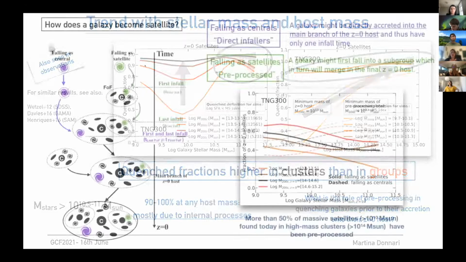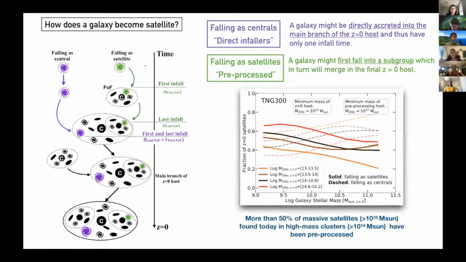So here on the left-hand side, we have a simple scheme that explains how a galaxy can become a satellite. Of course, this is a simplified world, but you can see that, for example, if you just follow the purple galaxy, this is falling in as a central, meaning that it is directly accreted into the main branch of the redshift 0 host. On the other hand, we have the green galaxy, which is a galaxy that falls in as a satellite, as a pre-processed satellite. So these galaxies first fall into a small subgroup, which in turn will merge into the final redshift 0 host.